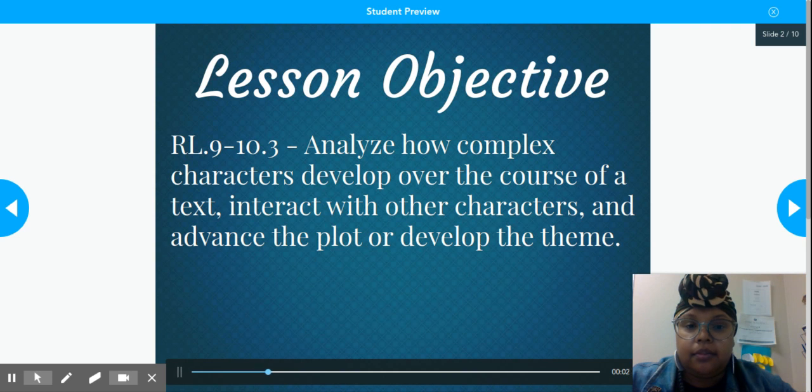Our lesson objective for today is to analyze how complex characters develop over the course of a text, interact with other characters, and advance the plot or develop the theme.